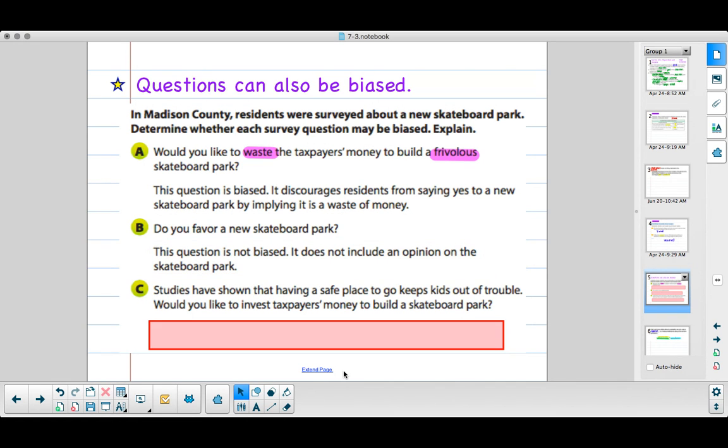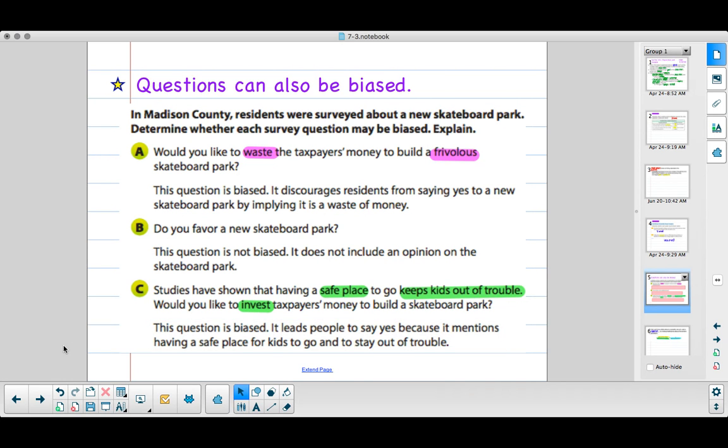It does not include any opinions about the skateboard park. And then the last example says, studies have shown that having a safe place to go keeps kids out of trouble. Would you like to invest taxpayers' money to build a skateboard park in town? So this question is leading the person in the other direction than part A. It's saying that it's a safe place and it keeps kids out of trouble, and would you like to invest in it? And making an investment is usually something that's positive. So this question is biased because it leads people to say yes, since it mentions having a safe place for kids to go and to stay out of trouble.